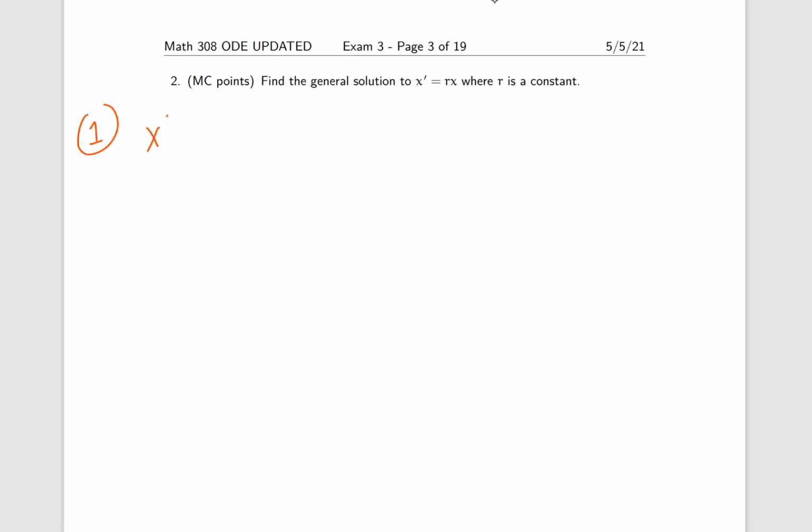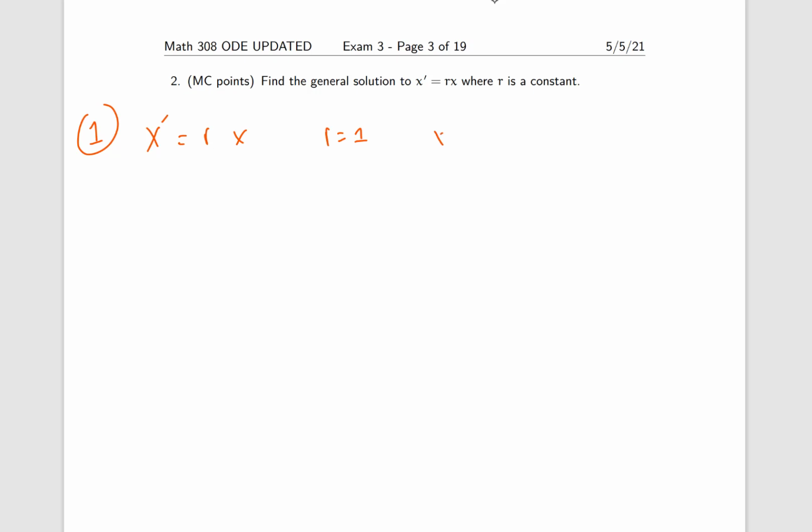So x prime is equal to r times x. We want to find the general solution. R is a constant. So you've got to think about this. Can I find a function whose derivative is equal to r times itself? Well, let's say r is equal to 1. If r is equal to 1, now you have to do it for general r, okay? But I'm just walking you through how I would think about this. If r is equal to 1, you're just wanting a function that's equal to its derivative.